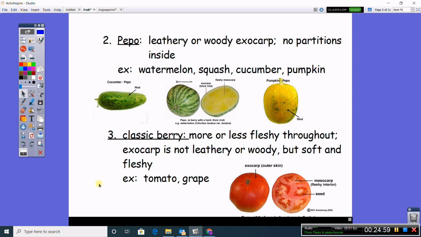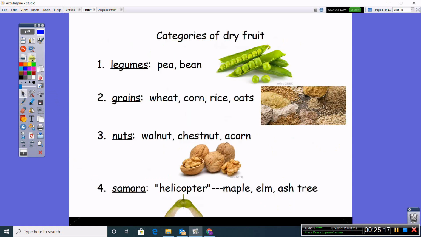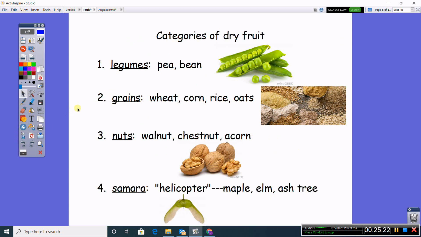But anyway, so fleshy fruit and fleshy exocarp. So think about something that doesn't really have much of a rind or a peel to it. It's very fleshy. That would be like a grape and a tomato. So grapes and tomatoes are classic berries.